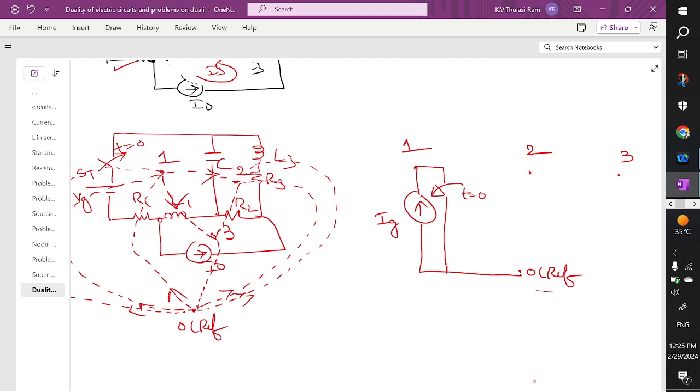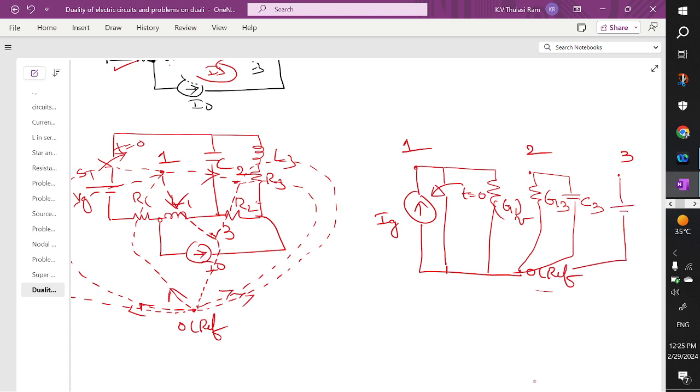Between 1 to 0 you have R1, so between 1 to 0 you are going to have G1, the units are mhos. So now 1 is completed. Coming to 2, between 2 to 0 you have R3, so we are going to have G3. Between 2 to 0 you have an inductance, and you may have the capacitance, here G3, here L3, and here C3. Now 3 to 0 you have a current source. Here we are going to have a voltage source, and this is nothing but V0.